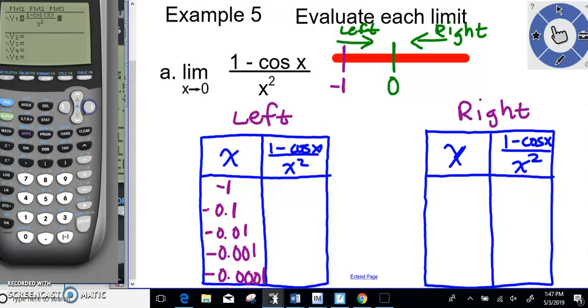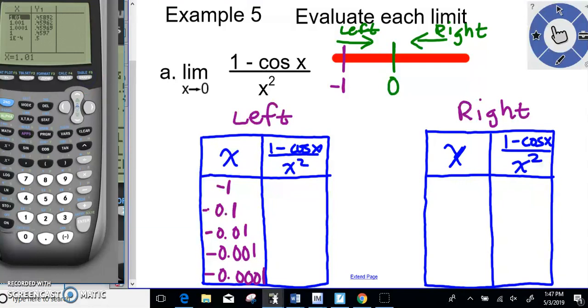All right, we're now going to go to the table. But first, before we do that, we need to make sure that our independent is on ask. So we're going to do second window, which takes us to this page. We come down and make sure our independent is on ask. So we turn it over, hit enter, and make sure it's highlighted there. And then we go to second graph, to the table.